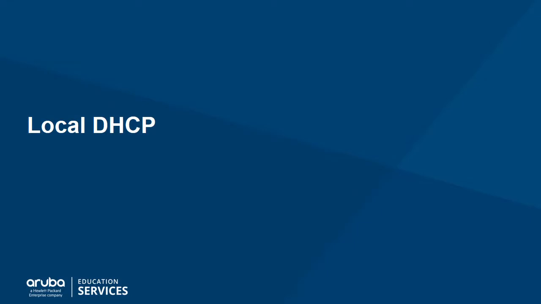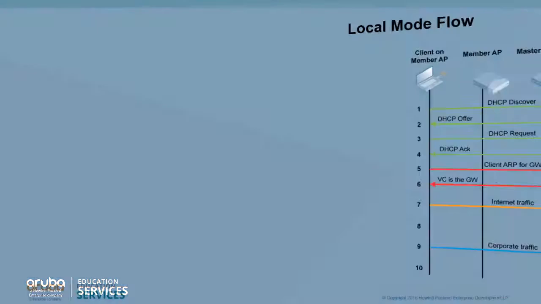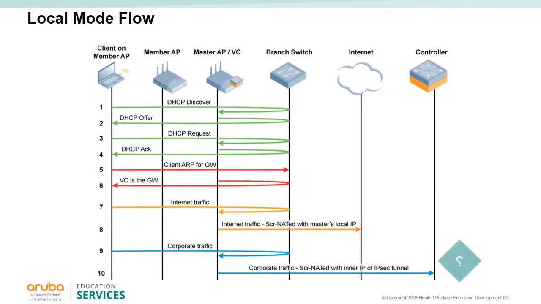Local DHCP. Local mode. A client sends a DHCP request on the associated IAP. The DHCP request is sent to the VC, and the VC replies with a local subnet, like a 192.168 subnet range, and the VC is the default gateway. This is not a corporate subnet.